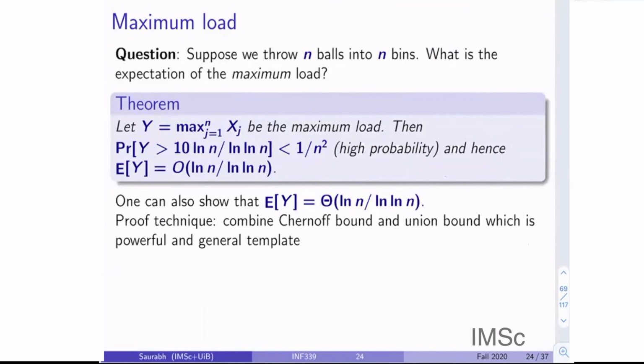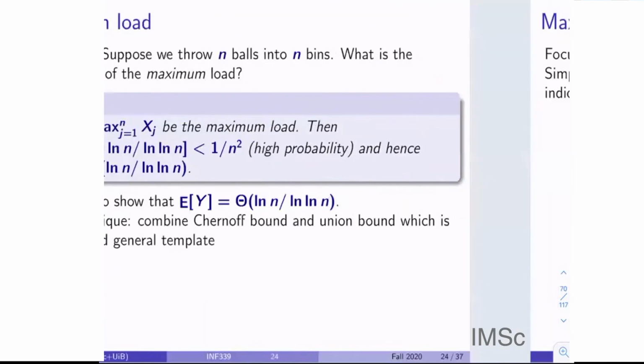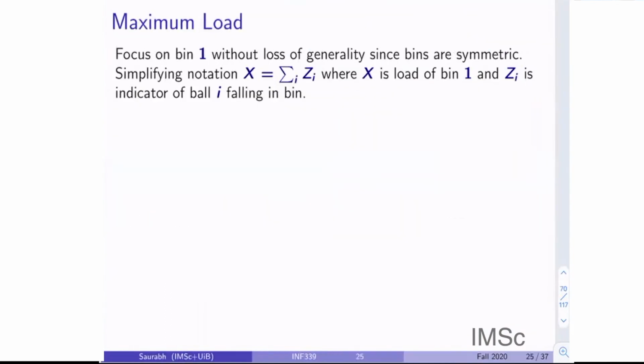We are going to do two things. We are going to combine the Chernoff bound and the union bound, which is a powerful and general template. So you apply both Chernoff and union bound to do this. In what way? We will focus on bin 1 and say, look, the probability that bin 1 is not overloaded happens with good probability, and the probability that no bin is overloaded is like the number of bins times the probability that you are not overloaded.